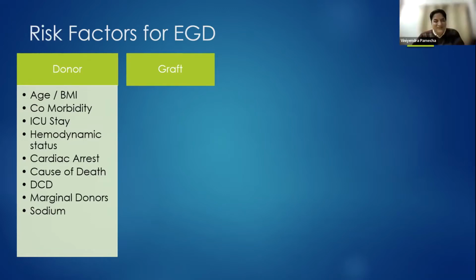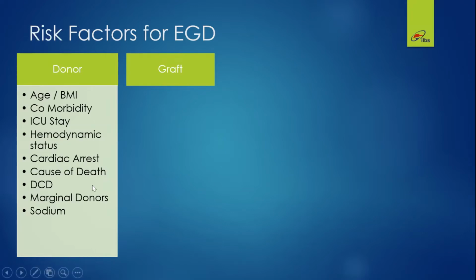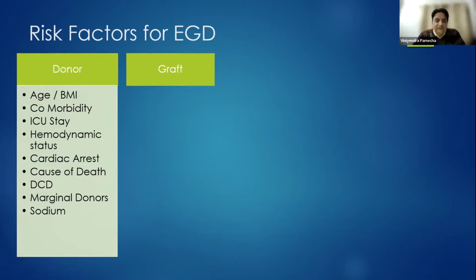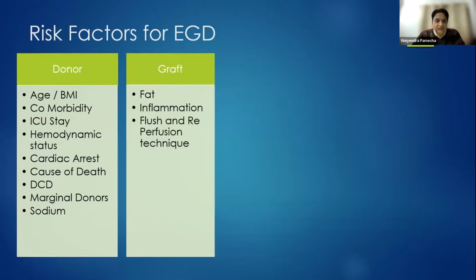Okay. So then the other things are cause of death. This is more common with neurological causes of death. So elderly patients with cerebrovascular accident, those donors are at a higher susceptibility of developing early graft dysfunction if you use those. Then obviously donation after cardiac death, marginal donors, and serum sodium as well.